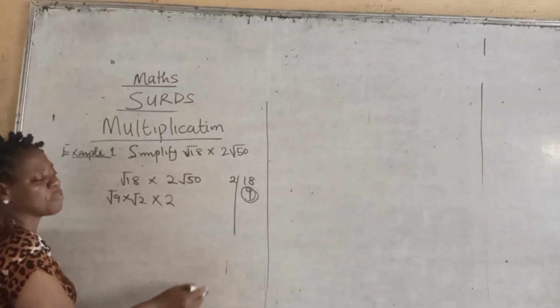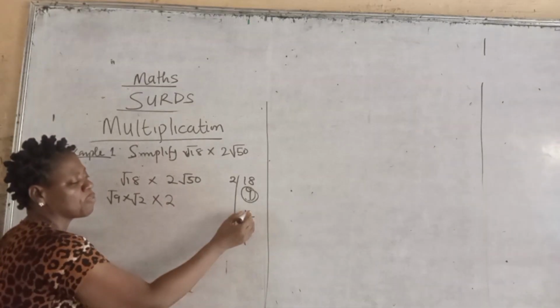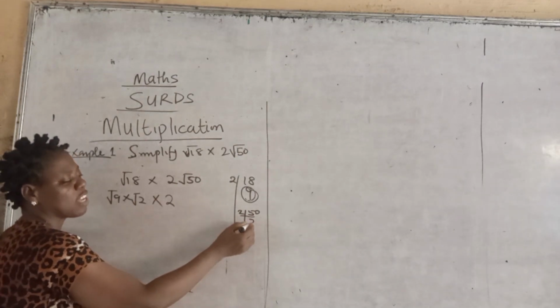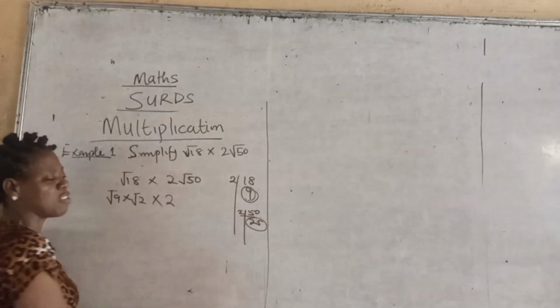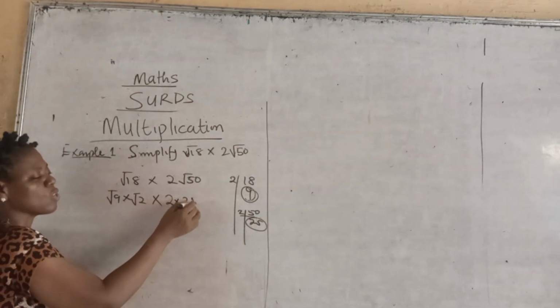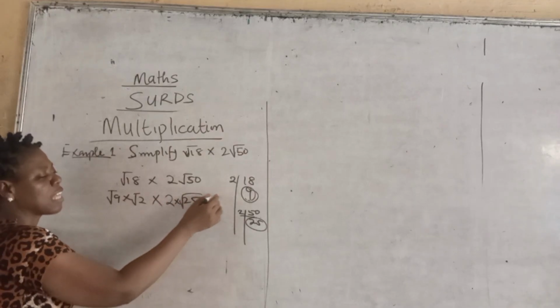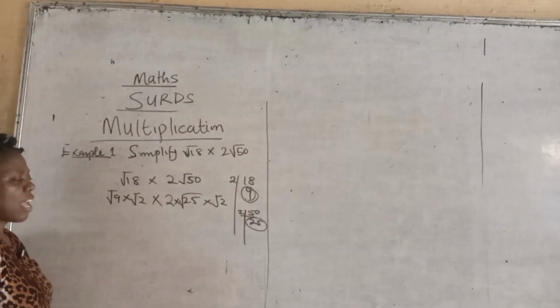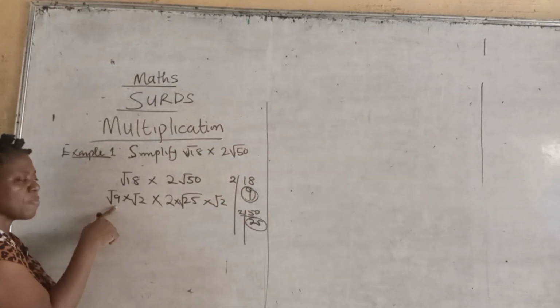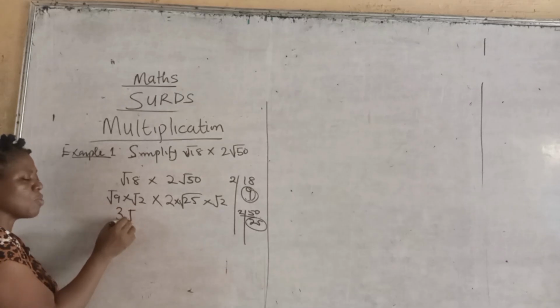You ask 50 again. I believe everybody should know what 50 is. 25 times 2 can go there. 25 is a perfect square. That gives us the square root of 25 times root 2. And what is the square root of 9? Which is 3 root 2.